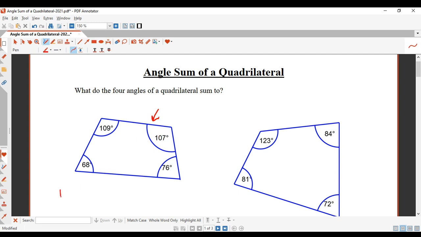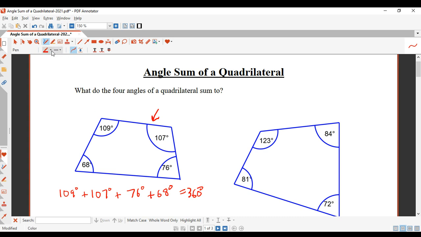So let's do that. So we've got 109 degrees plus 107 degrees plus 76 degrees plus 68 degrees. All right, so get your calculator out. Let's add those up and see what you get. 109 plus 107 plus 76 plus 68. 360 degrees.